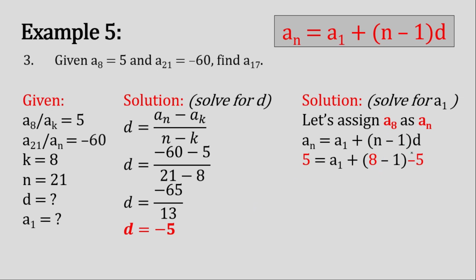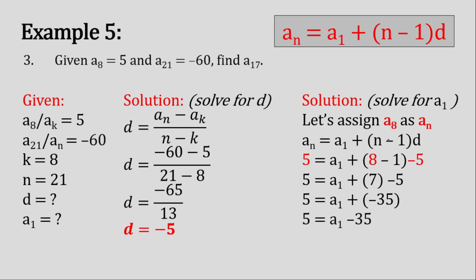And our common difference is negative 5. So let's simplify that. 8 minus 1 is 7. Let's multiply 7 by negative 5. So we have 5 is equal to a sub 1 plus negative 35. Let's eliminate the parentheses. So in order for us to cancel this, let's add 35 on here. So a sub 1 minus 35 plus 35 cancel out. Then here we are going to have 40. So therefore, our a sub 1 is equal to 40. So we already have a sub 1 and the common difference.